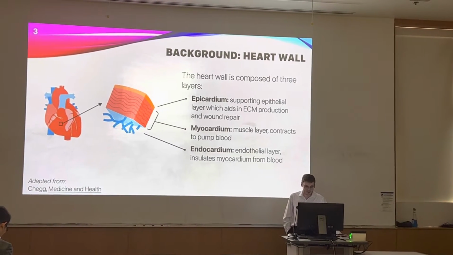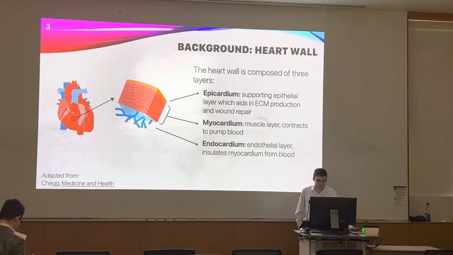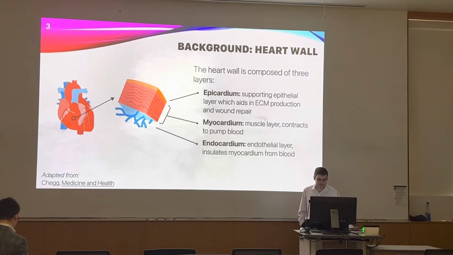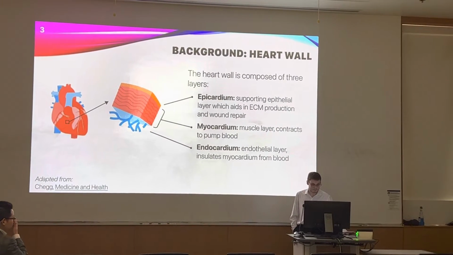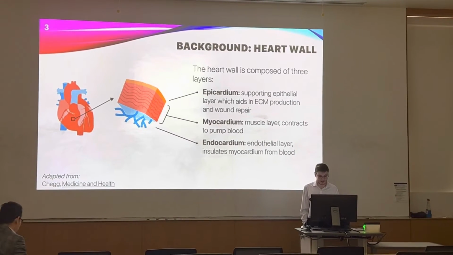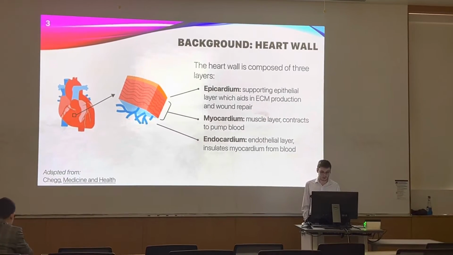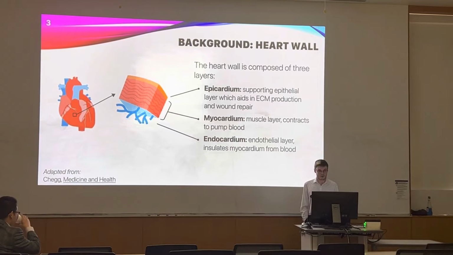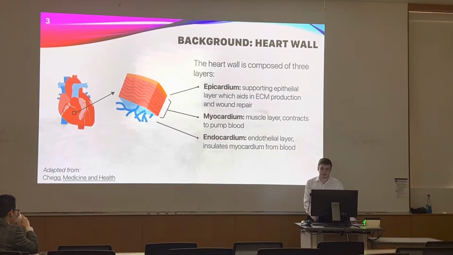I would imagine this cross-section is familiar to most people in this audience, but in brief, the myocardium is the muscle layer that contracts and pumps blood, and it's sandwiched between an inner endothelial layer that insulates it from the blood and an outer epithelial layer called the epicardium. My work is focused mainly on this layer. So, where does it come from, and what does it do?